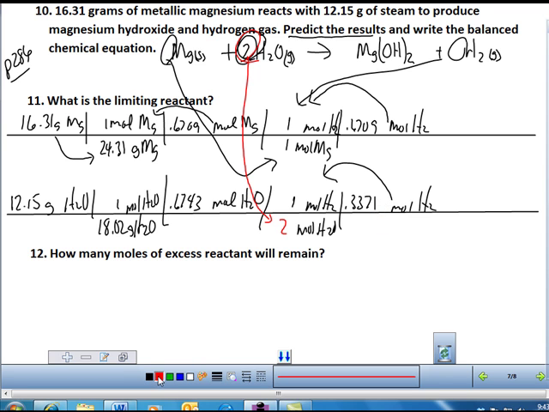Now what have we got here? At this stage, we know this is the limiting reactant. Everybody got that? You understand that, Mr. Moreland? That's the way that's done.